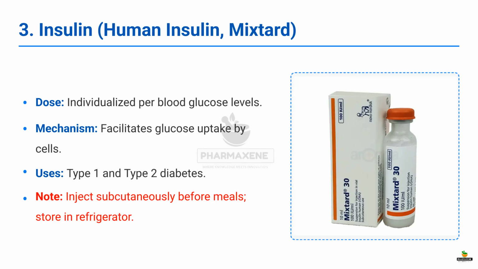Insulin, including human insulin and Mixtard, has an individualized dose based on blood glucose levels. It facilitates glucose uptake by cells, making it essential for type 1 and type 2 diabetes. Inject it subcutaneously before meals and store it in the refrigerator.